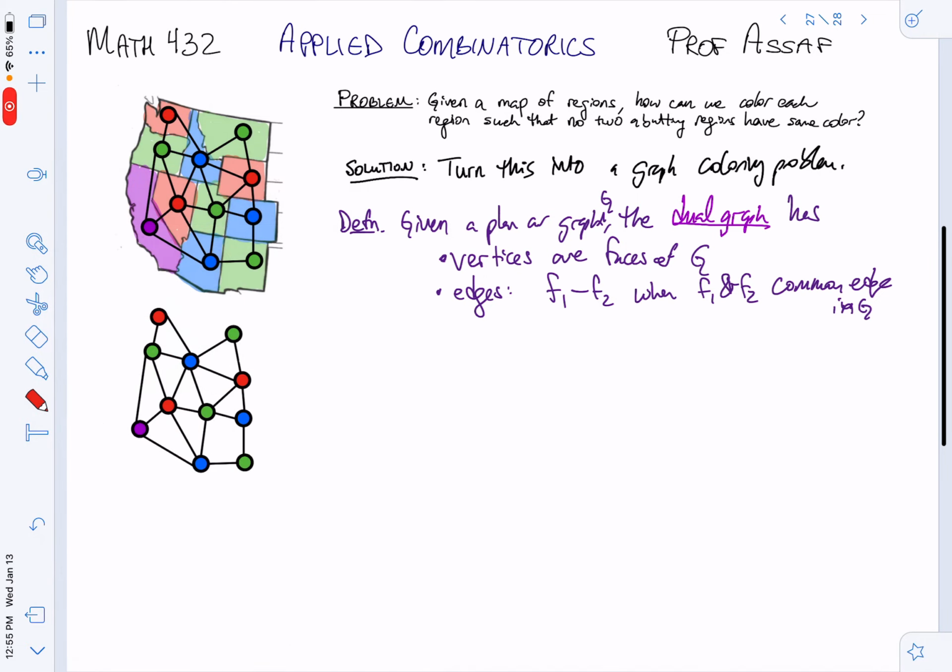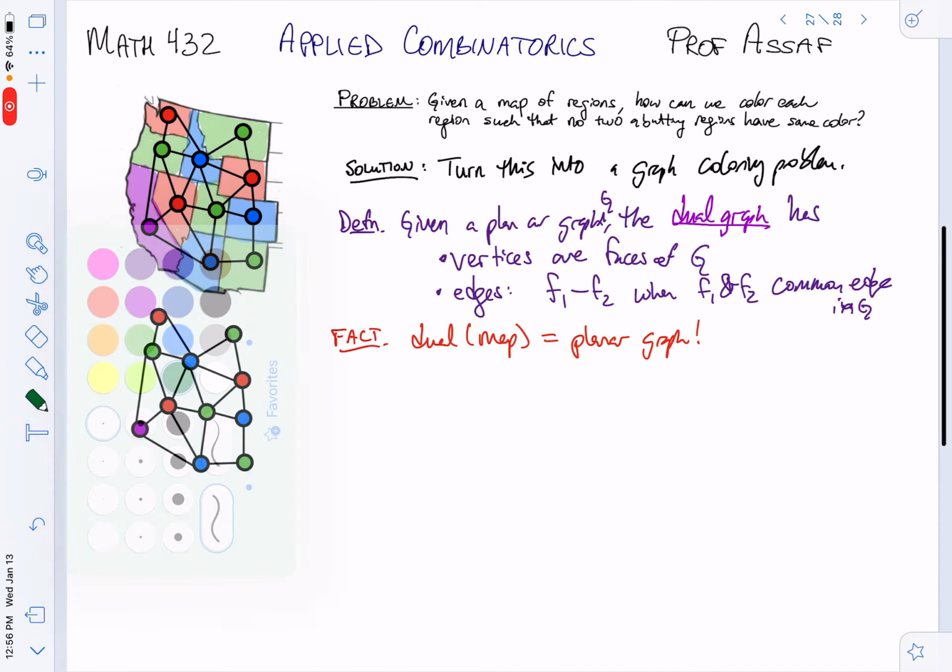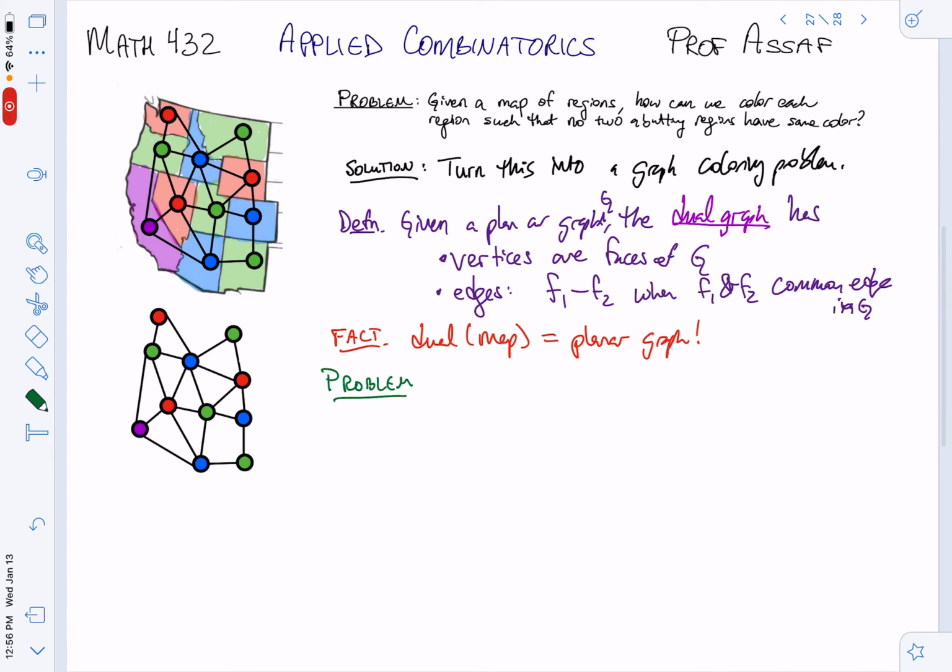And so here's an important fact. The dual of a map is always a planar graph. So the problem up at the top really becomes the following. So here's my new problem. What is the chromatic number of a planar graph? So given a planar graph, how many colors do I need to color it?